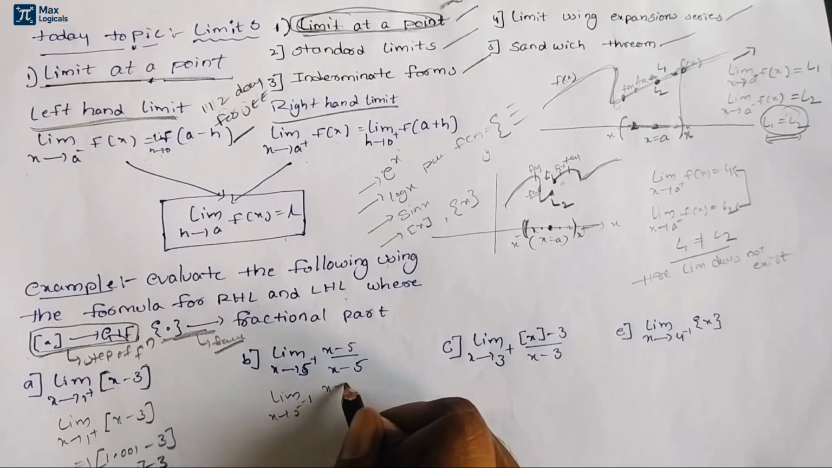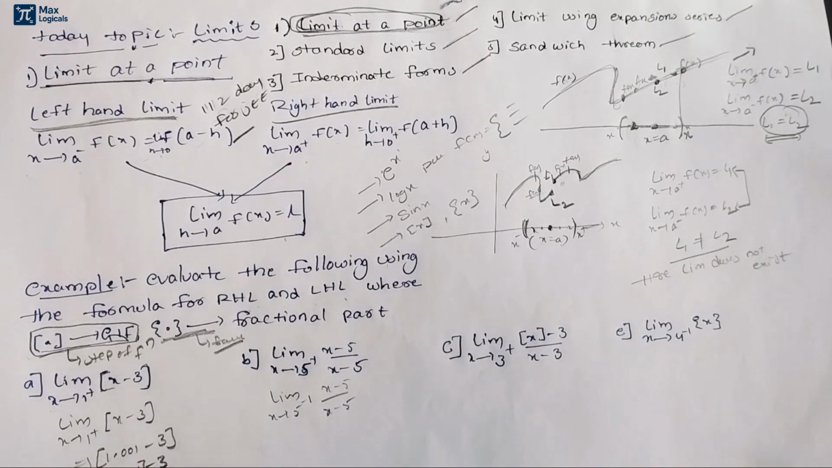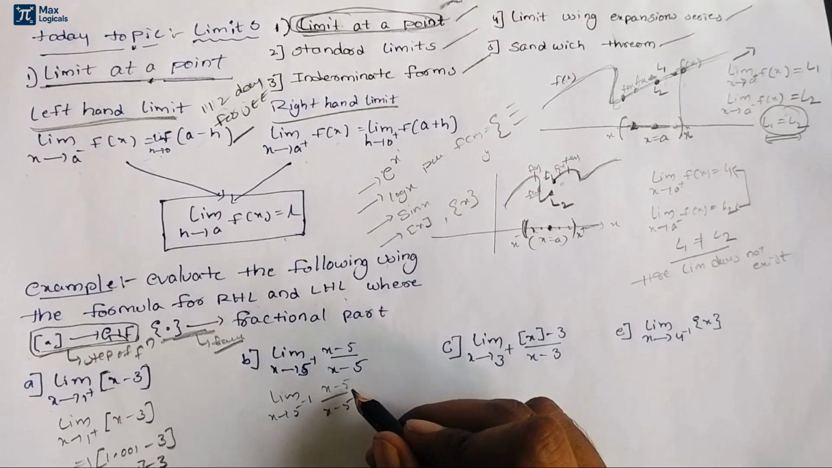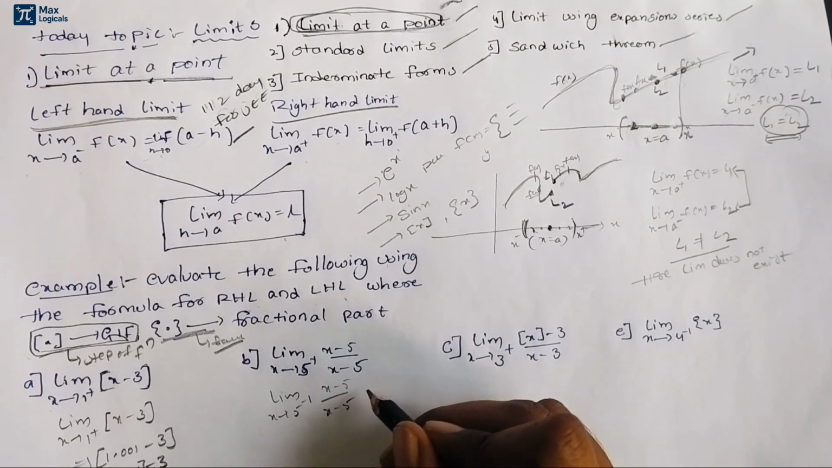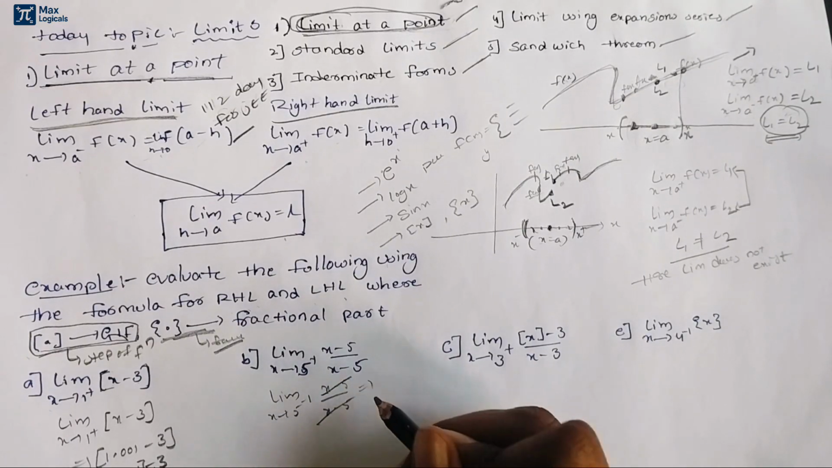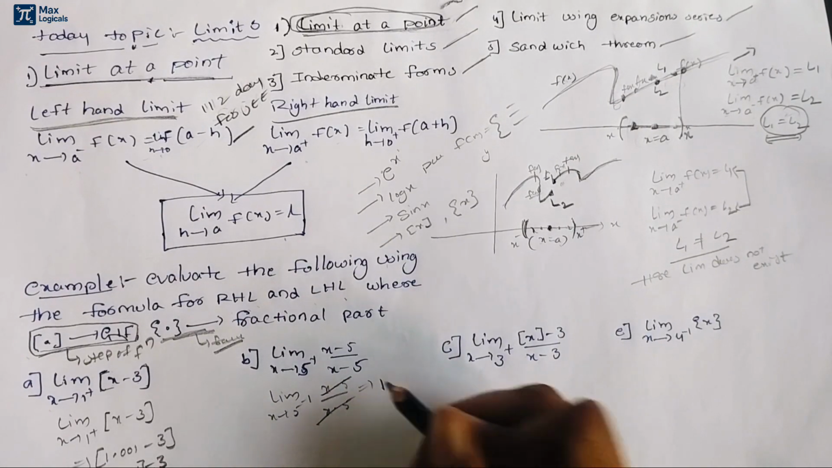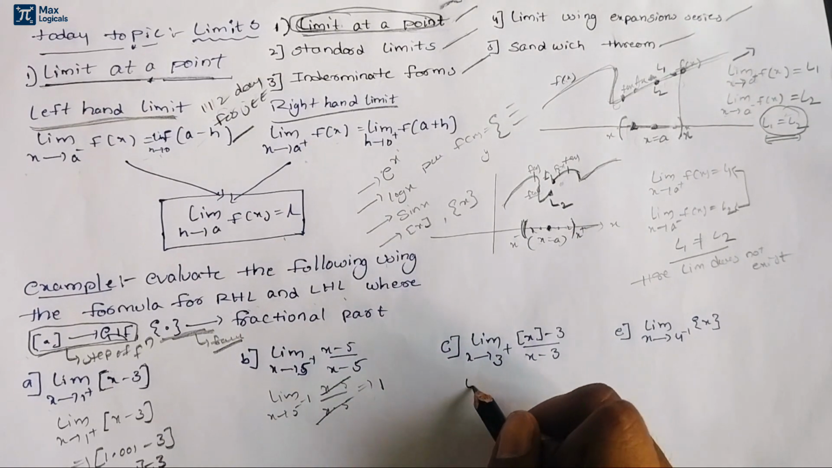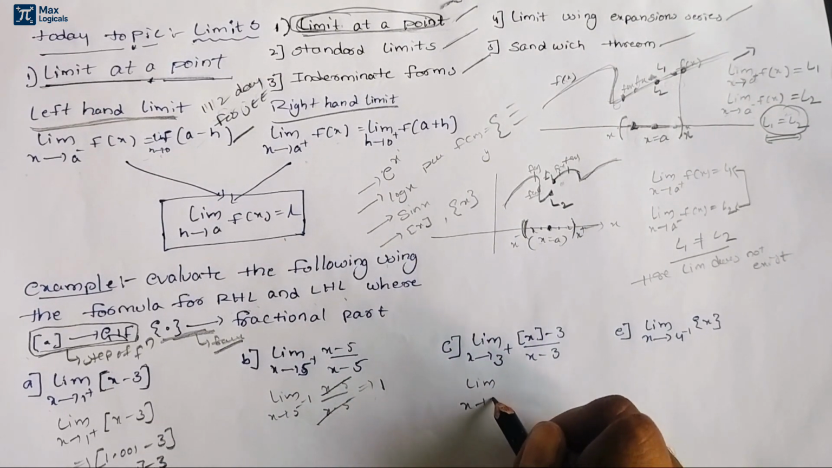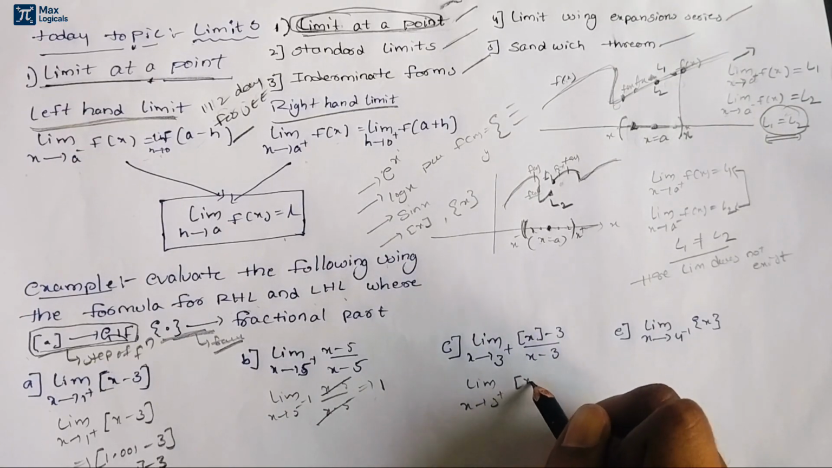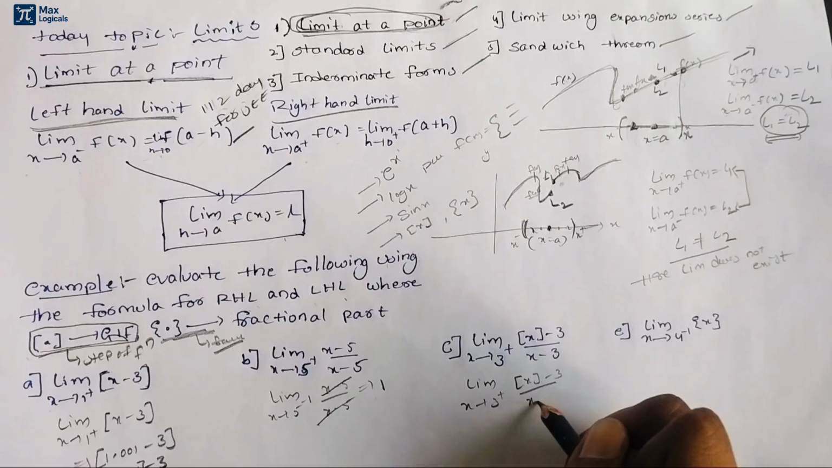Limit extends to 5 minus of x minus 5 by x minus 5. In the numerator and denominator we have the same values, so we cancel them. Then we get 1. And the limit extends to 3 plus of step of x minus 3 by x minus 3.